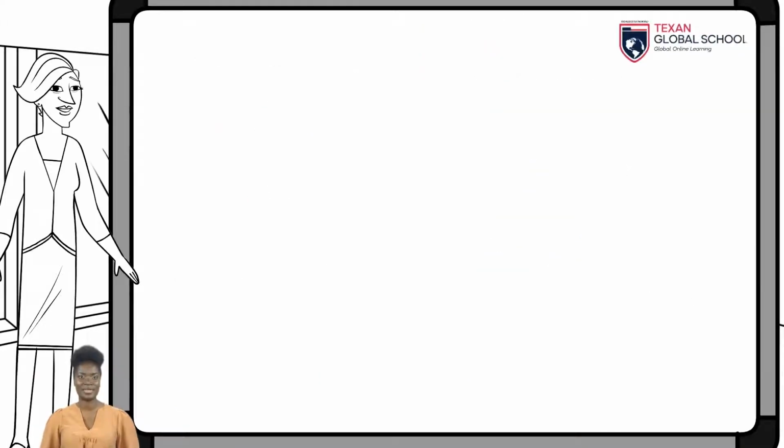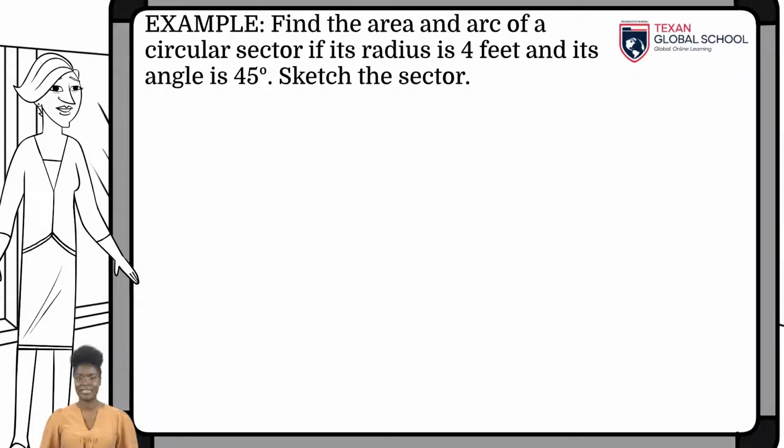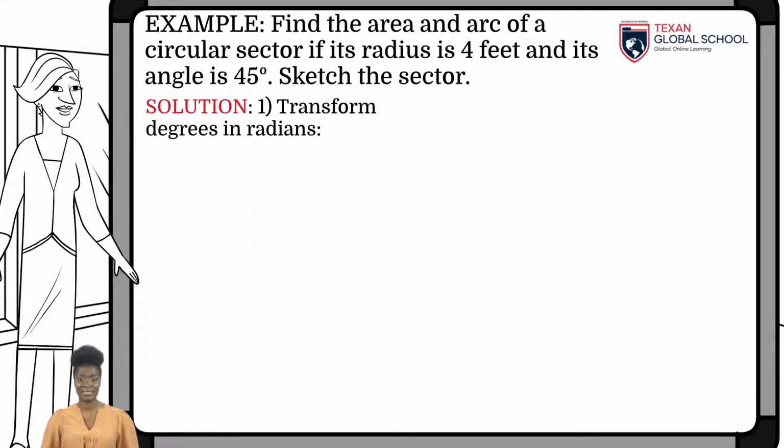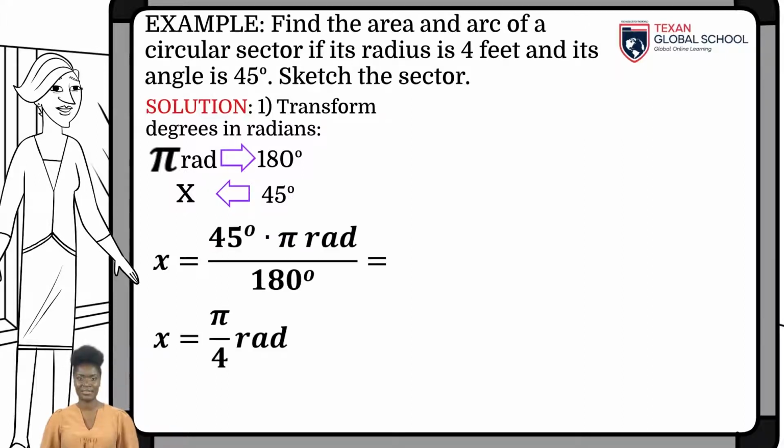Let's see the first example. We will find the area and the arc of a circular sector if its radius is 4 feet and its angle is 45 degrees. We will also sketch the sector. Remember that the angle of a sector must be in radians, so we will convert 45 degrees to radians first. As seen previously, pi radians equal 180 degrees. So, 45 degrees, how many radians is it equal to? By solving the rule of 3, results that 45 degrees is pi quarters of a radian.